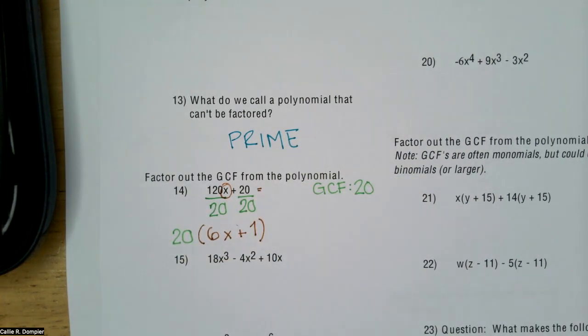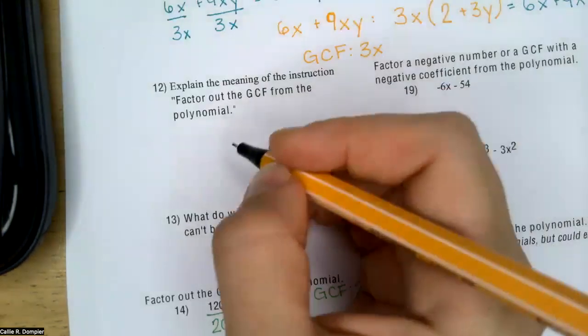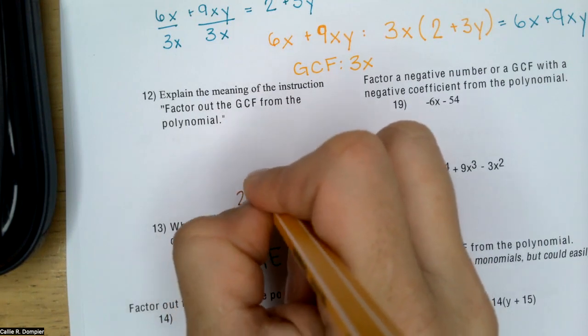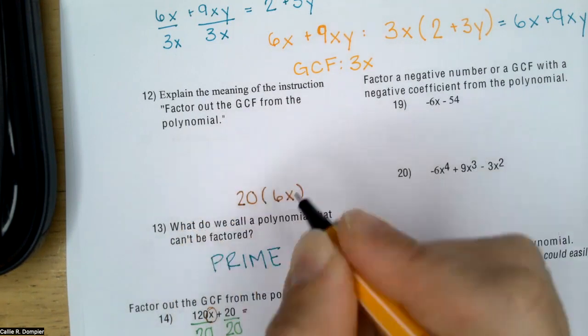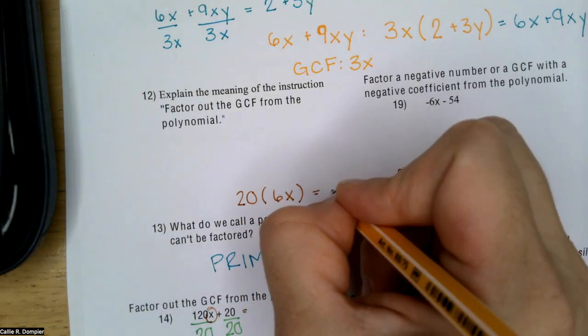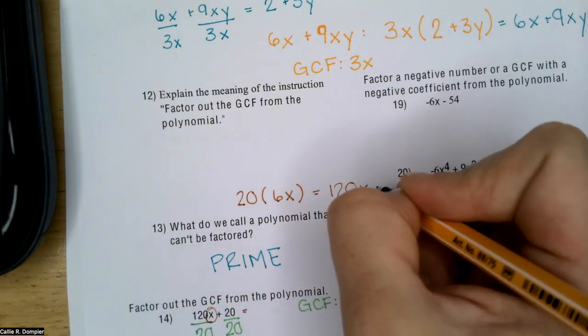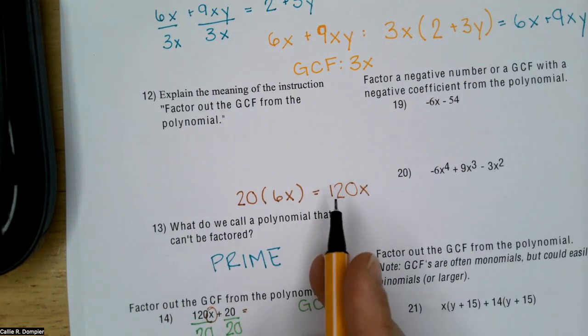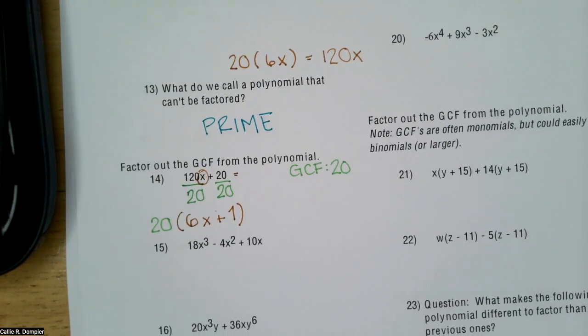If you just don't include it, then if you said it was 0, right? 20 times 6x, and then 20 divided by 20 is 0. 20 times 6x only gets you back to that 120x. And it doesn't give you that missing plus 20. So don't leave off the 1.